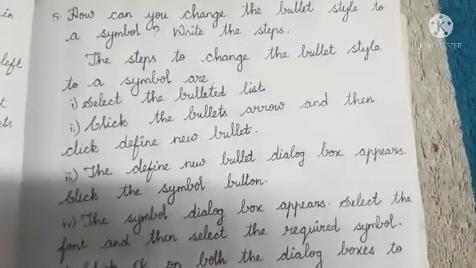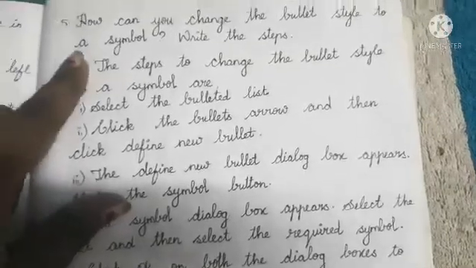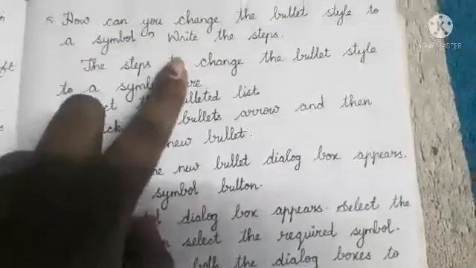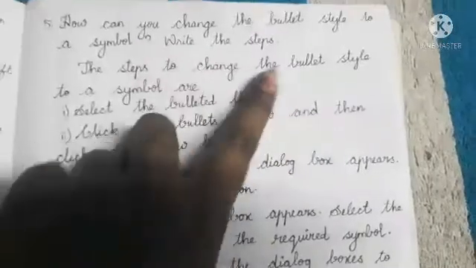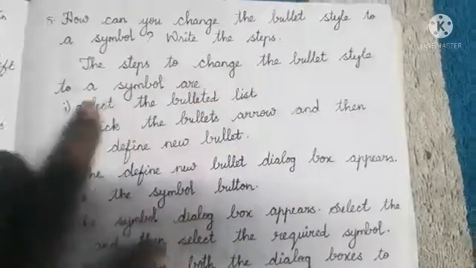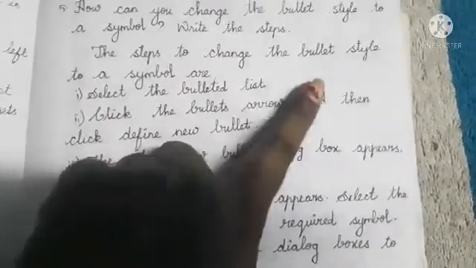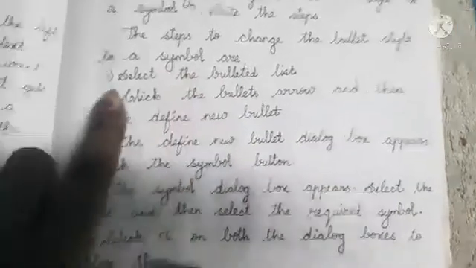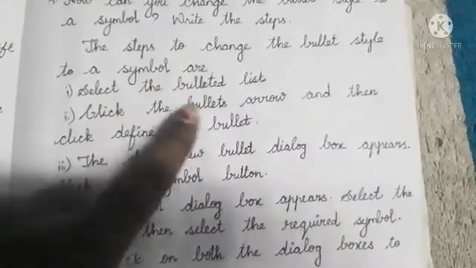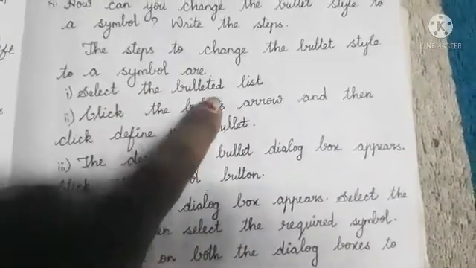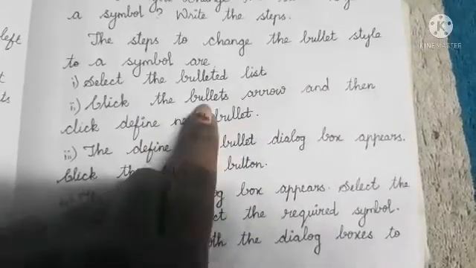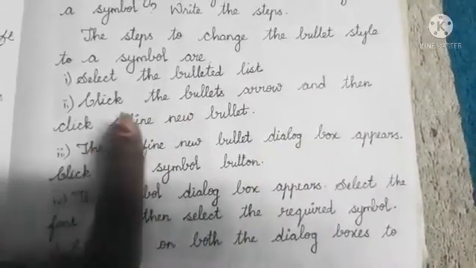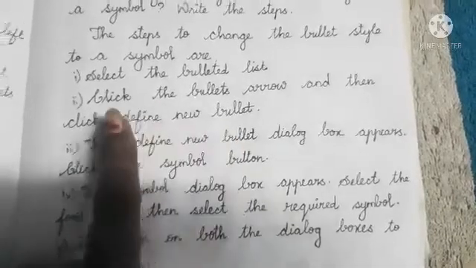Next we can see the booklet portion. Already we have discussed four question answers, so we have the fifth question. How can you change the bullet style to a symbol? Write the steps. The first step is to select the bulleted list. Second, click the bullets arrow and then click define new bullet.